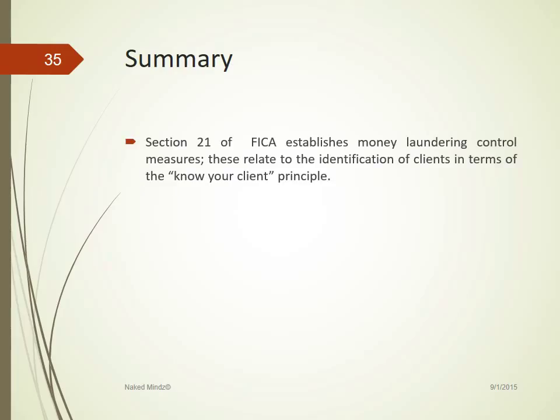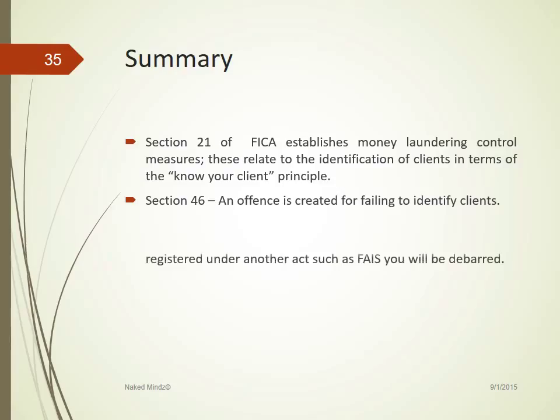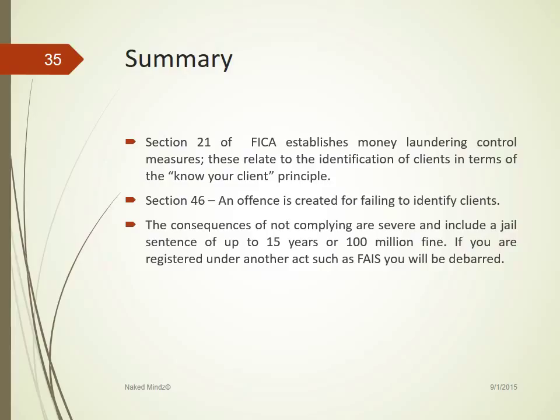Section 21 of FICA establishes money laundering control measures which relate to the identification of clients in terms of the Know Your Client principle. Section 46 creates the offence if you fail to identify the clients. And the consequences of not complying are severe and include a jail sentence of up to 15 years or a 100 million rand fine. If you're registered under another act such as FAIS, you can also be debarred. It simply is not worth taking the risk.